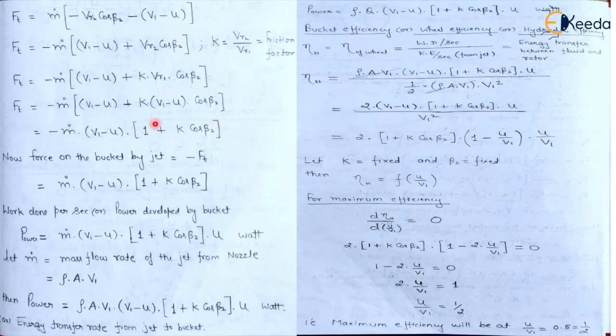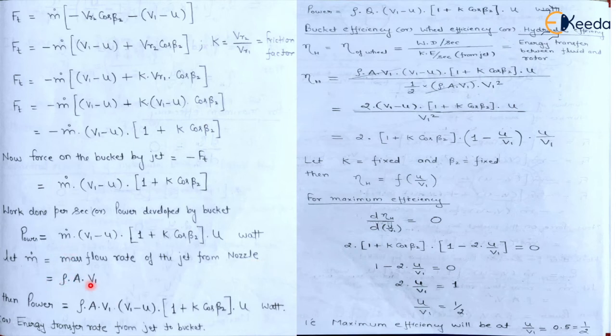This is the force on the jet by the vane. Now we have to find the force on the vane or bucket by the jet. This will be the negative of this one. So we can write m dot into V1 minus U into 1 plus K cos beta 2. If we have to calculate the work done per second, or the power developed by the bucket, then I will multiply this equation by U, that means the velocity of the blade or bucket. So we will get the power: m dot into V1 minus U into 1 plus K cos beta 2 into U. Let m dot be the mass flow rate of the jet from the nozzle.